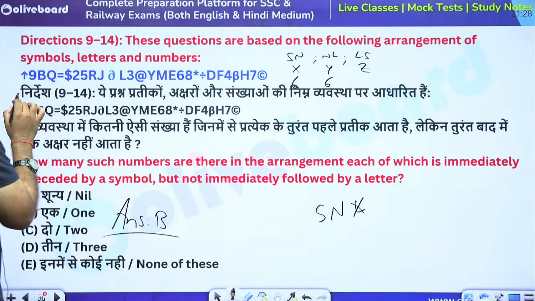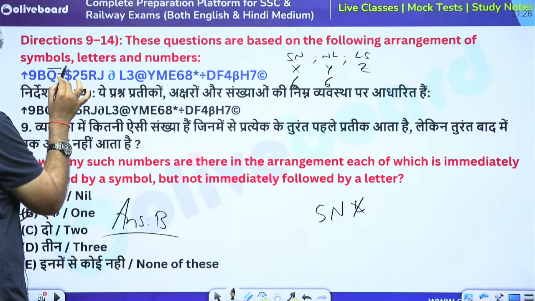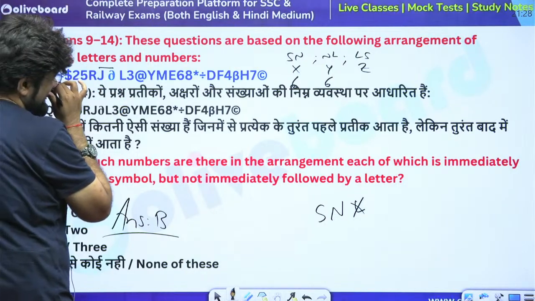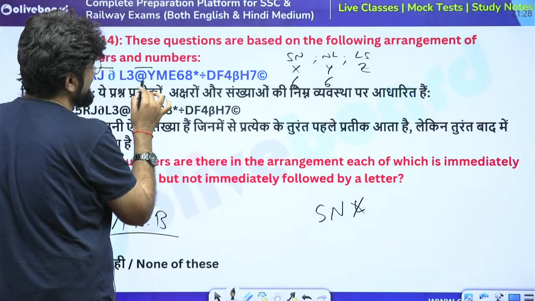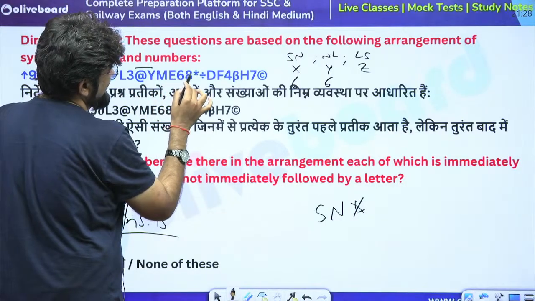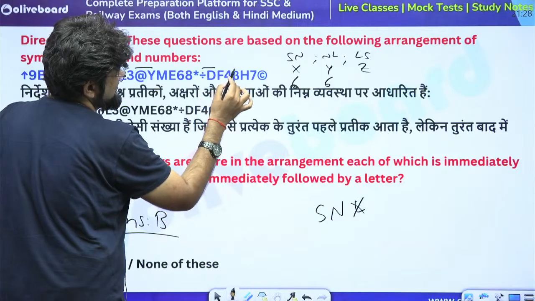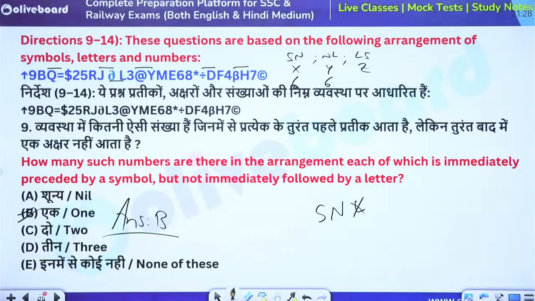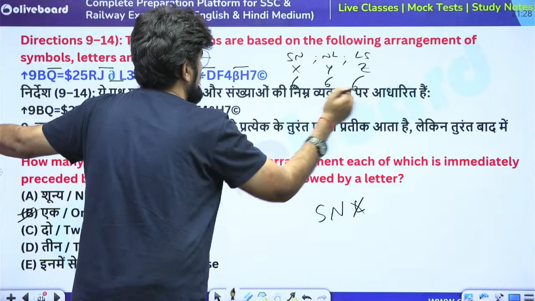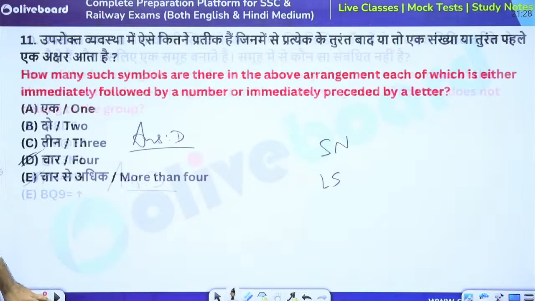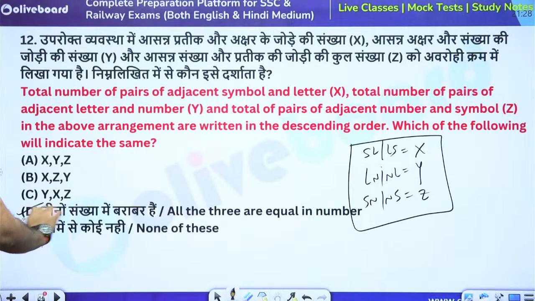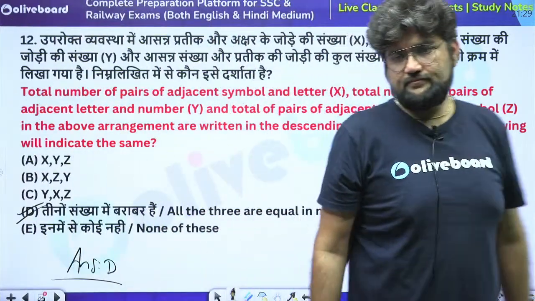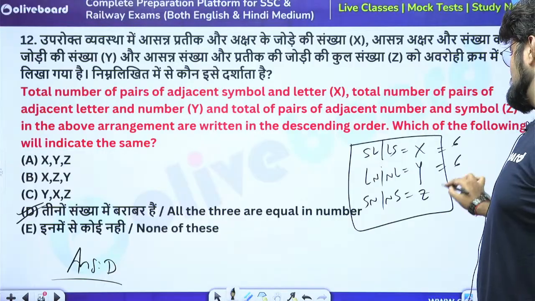Check for letter symbol. Letter symbol, letter symbol, letter symbol, symbol letter, symbol letter, symbol letter, and symbol letter. So 1, 2, 3, 4, 5, 6. 6 again. All 3 are equal. So what is my answer? Option D. All the three are equal in number. Okay, these are 6, these are 6, these are 6.